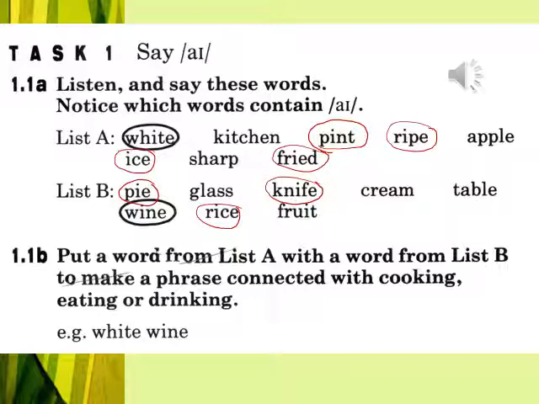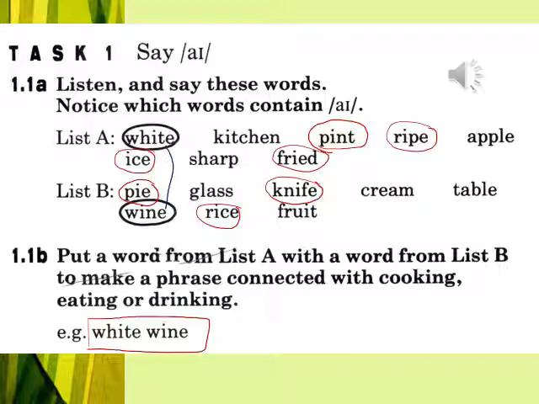Now what I want you to do is put the word from list A with a word from list B to make a phrase connected with cooking, eating, or drinking. For example, white wine. This one is already done, yes? White goes with wine. So pause the video and try to pair the other words. Could you make the pairs? Let's check what you have done.